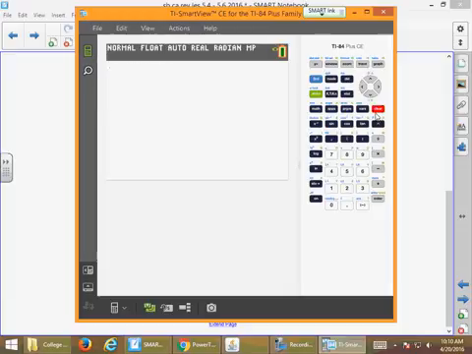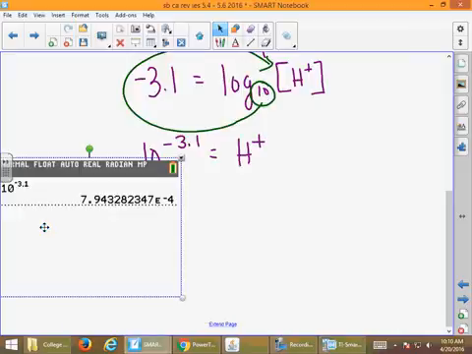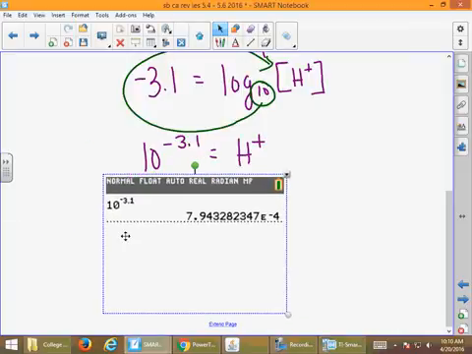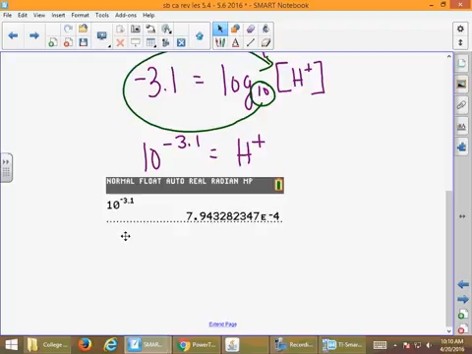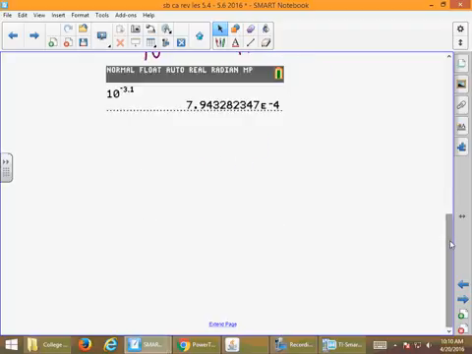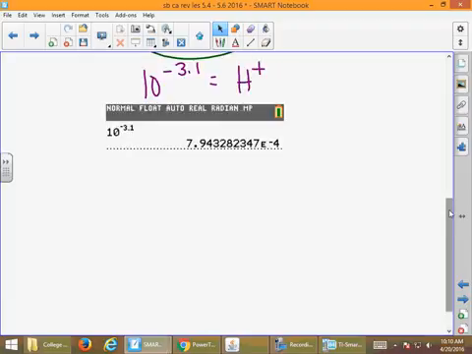10 to the negative 3.1. And we get that big old decimal. But if you're looking at the directions, it says round to 6 decimal spaces as needed. We don't want this problem in scientific notation like you might in chemistry. We're doing the math behind it.